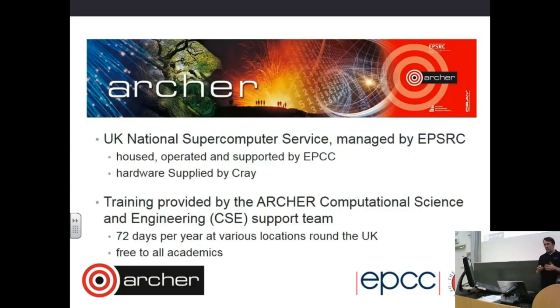How are we able to give these courses? Well, these courses are given as part of the Archer service. Archer is the UK National Supercomputer, which is actually managed by EPSRC, the Engineering and Physical Sciences Research Council, but it's housed, operated, and supported by EPCC, which is where I'm from, and I'll explain what we do a bit later, and the hardware is supplied by Cray. It's a Cray computer. But as part of that service, we don't just host the hardware. We run a lot of training, and as I'm head of the training part of the computational science and engineering support team, we give 72 days training, a lot of it face-to-face, but some of it online as well. It's all free training.